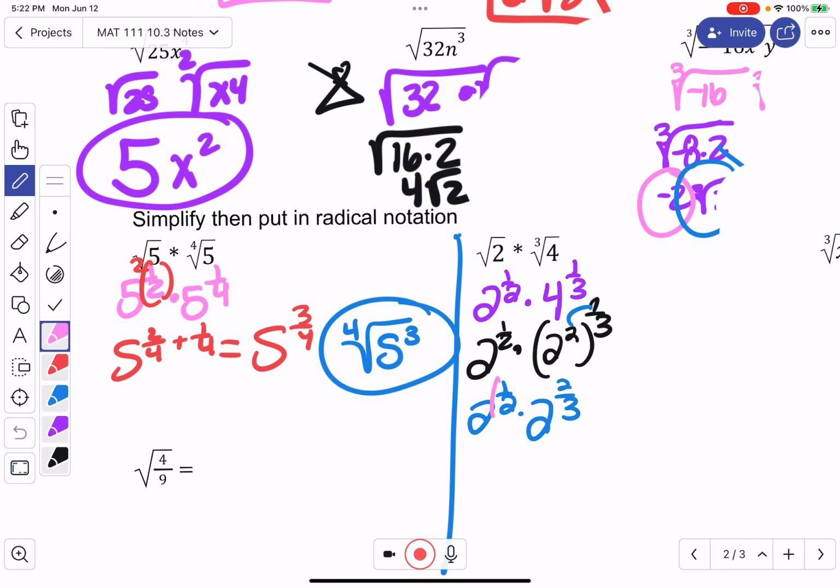And now I can add them by multiplying this by 3. I get 3 over 6. Multiply this by 2. I get 4 over 6. Add those together. We get 7 over 6. So we have a 6th root of 2 to the 7th.